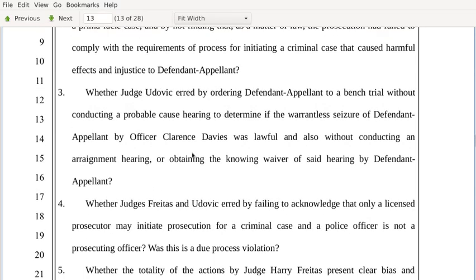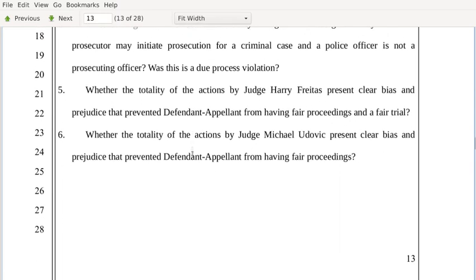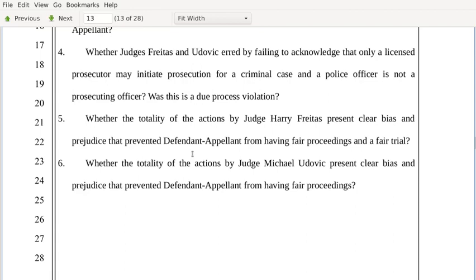Whether Judge Udovic erred by ordering defendant appellant to a bench trial without conducting a probable cause hearing to determine if the warrantless seizure of defendant appellant by Officer Clarence Davies was lawful, and also without conducting an arraignment hearing or obtaining the knowing waiver of said hearing by defendant appellant. Whether Judge Freitas and Udovic erred by failing to acknowledge that only a licensed prosecutor may initiate prosecution for a criminal case, and a police officer is not a prosecuting officer. Was this a due process violation?